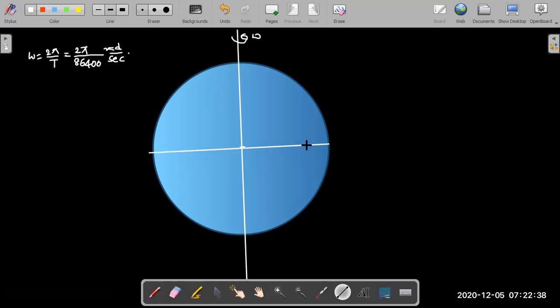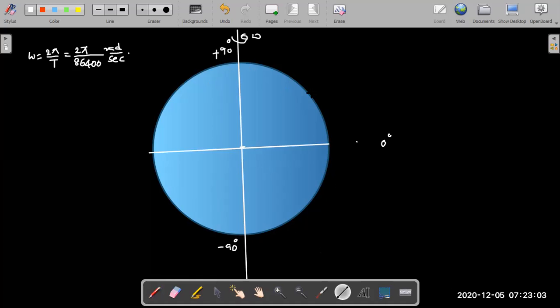Okay. Now we always identify a point based on latitudes and longitudes. So this is 0 degrees latitude, and at the poles it is 90 degrees latitude. We say that as plus 90, and we consider this as minus 90. What does this 90 mean?